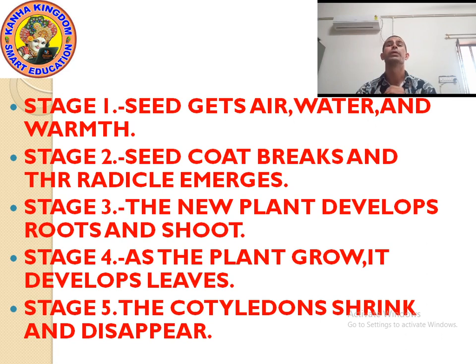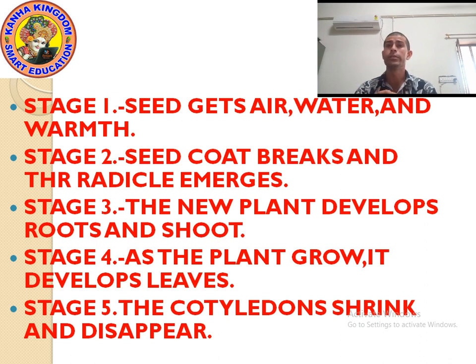Point number 2, the seed coat breaks and the radical emerges. Yes, when you give air, water, manure, warmth, all the required things, then what happens? The seed coat breaks, the outer covering. We will study it later. Then the radical emerges. Yes, the root comes out, a tiny root.